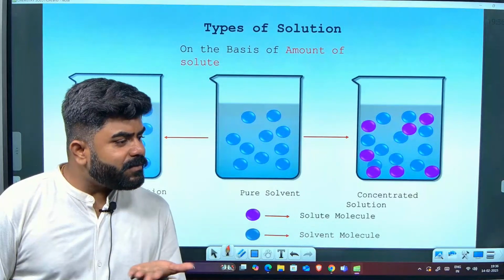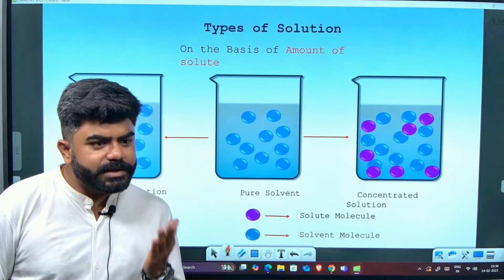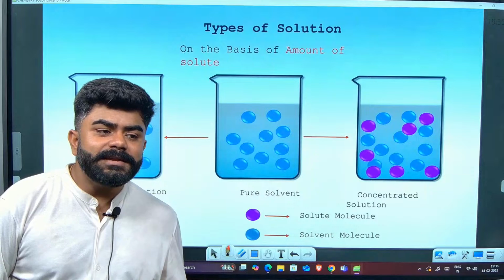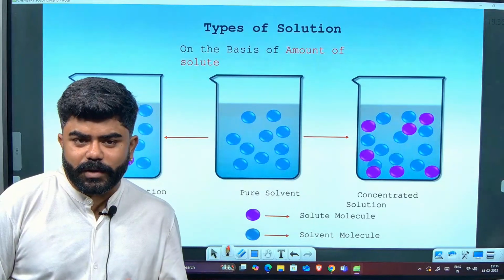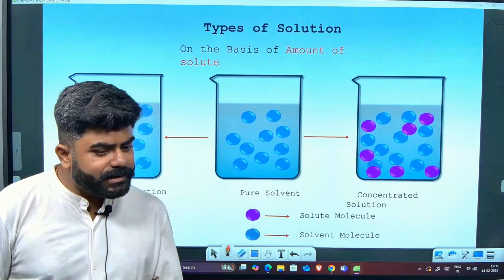You must have done quantitative analysis in 11th, titration, right? So that is an example for quantitative analysis. Qualitative means salt analysis. That is an example for qualitative. What salt is given to you, you find that out, that is your qualitative.